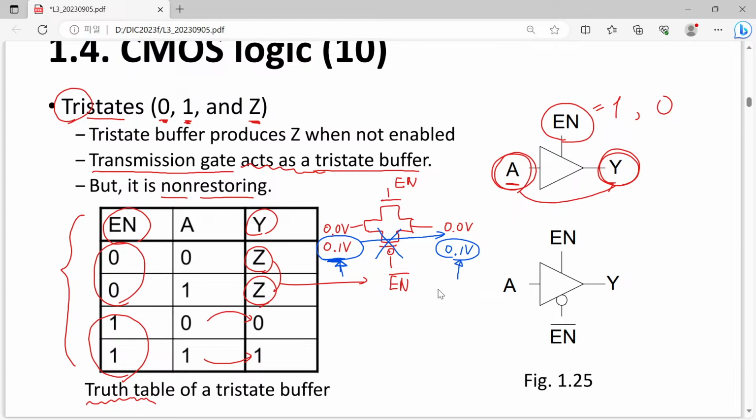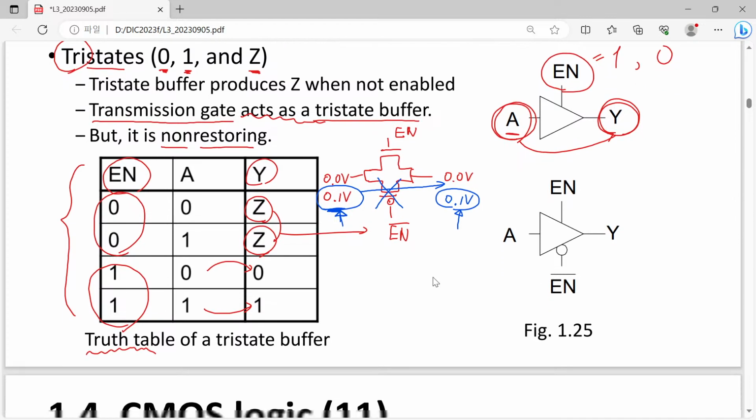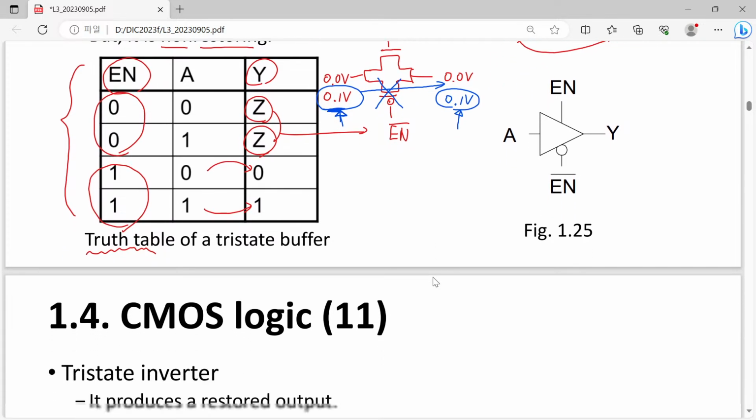From the viewpoint of a digital system, we must always have a clear distinction between logical 0 and 1, and if we have a weak signal, then it should be recovered or restored. So in this sense, it is not that good to have this non-restoring property.